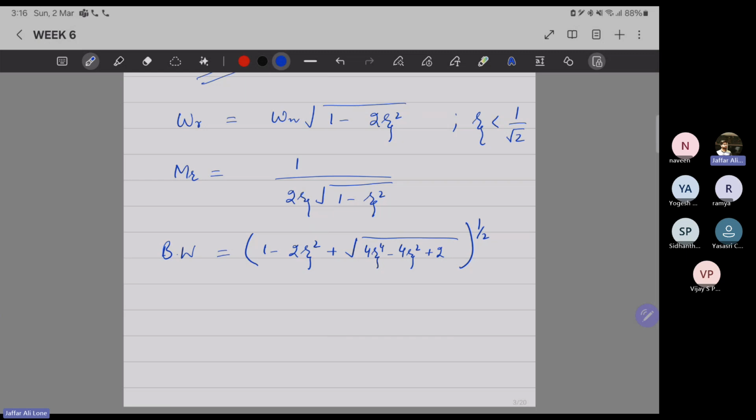So if you are asked to find the resonant peak, resonant frequency and bandwidth, and you are given a second order system in generalized form or whatever be the values, you should be able to calculate them, right? So now let's solve a question. Start with a simple question.